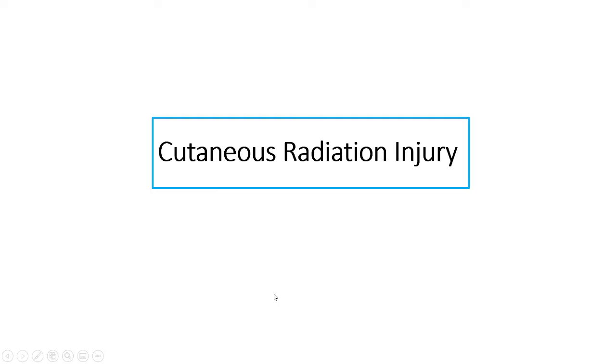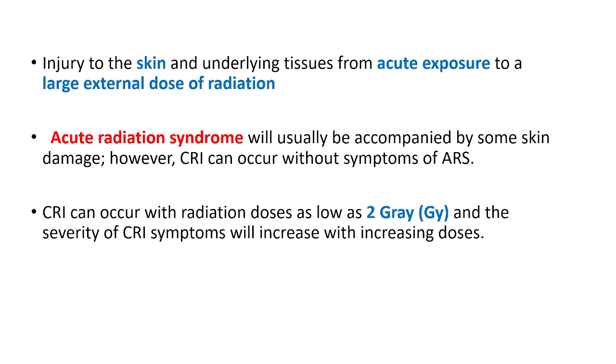Moving on to the localized radiation injury, or the cutaneous radiation injury. Cutaneous radiation injury is basically injury to the skin and the underlying tissue from acute exposure to a large external dose of irradiation. So all cutaneous radiation syndrome will be a part of acute radiation syndrome, but all acute radiation syndrome will not be a part of cutaneous radiation syndrome. Basically, they occur at a dose of more than or equal to 2 grays.